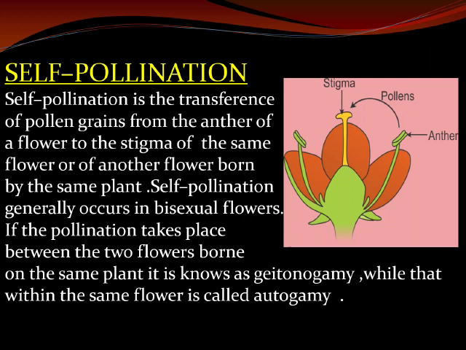Self-pollination generally occurs, as I told, in bisexual flowers, but if pollination takes place between two flowers borne on the same plant, it is known as geitonogamy, while that within the same flower is called autogamy, which means if the pollen grains are carried from the anther to the stigma of the same flower, it is autogamy. From the anther to the stigma of two different flowers borne on the same plant is called geitonogamy.